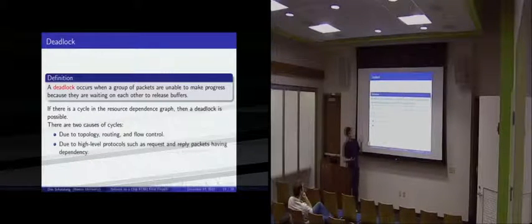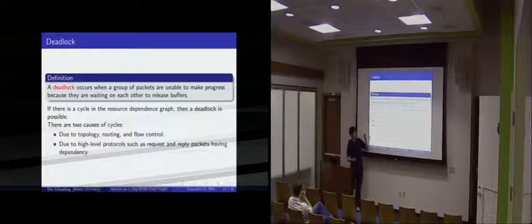A more abstract way to look at it is that I have some resource dependence graph where my edges denote that I'm waiting for this resource to be released to acquire this resource. And if there's some sort of cycle in that dependency graph, then you can have a potential deadlock. And there are 2 causes of cycles. One is, due to my topology, routing, and flow control, the big 3 parameters of a network, I could just be routing packets in a way that causes a cycle that could potentially deadlock.